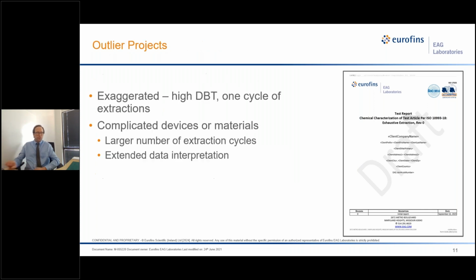So that's kind of the summary of our standard project, our exhaustive 3-cycle one. I'd like to talk just a little bit about what makes it into a fringe case. The easy case initially is going to be your exaggerated ones. We've got a high dose base threshold, 1 cycle of extractions. There's a good chance that we will see very little or nothing above that high dose base threshold, especially if it's a simple device.